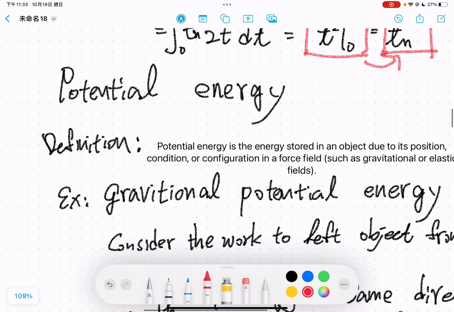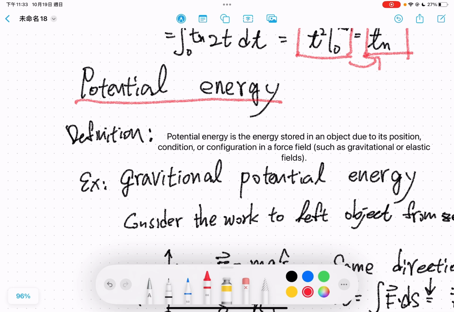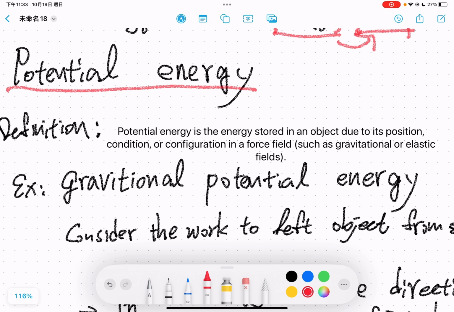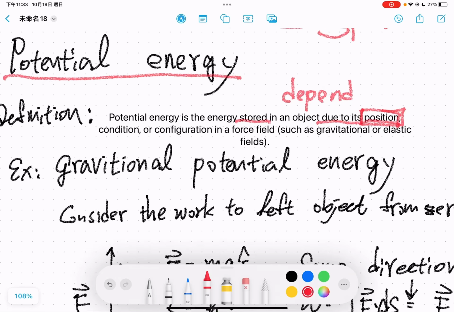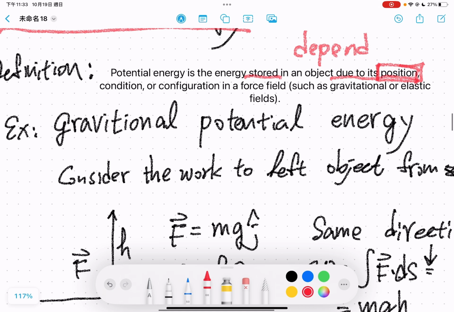So right now we will go to the potential energy part. What is the potential energy? By definition, the potential energy is the energy stored in the object due to its position. So it depends on its position. The most common case is the gravitational potential energy. So let us use gravitational energy to explain what potential energy is.